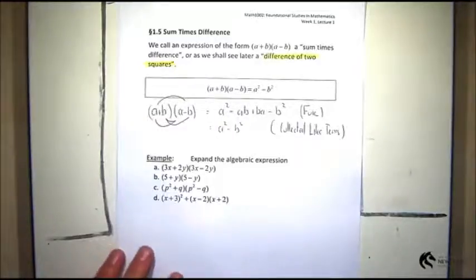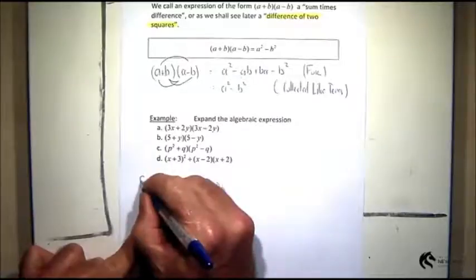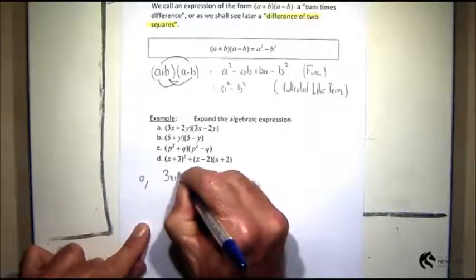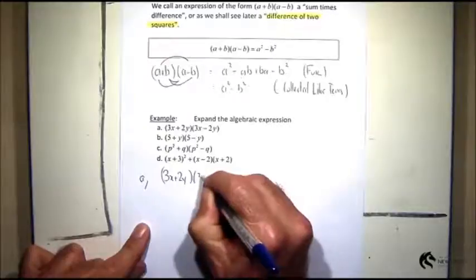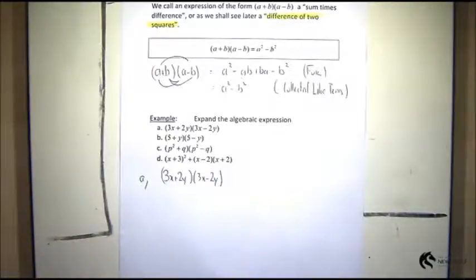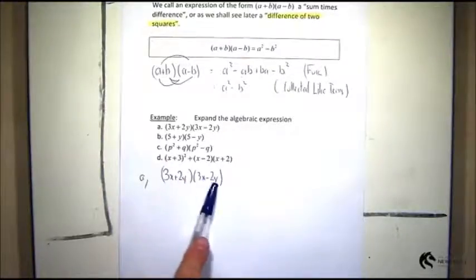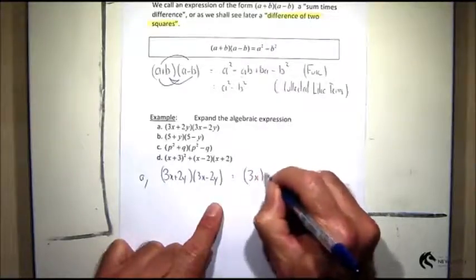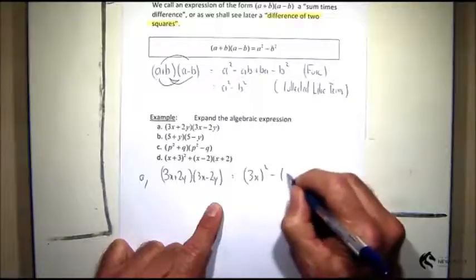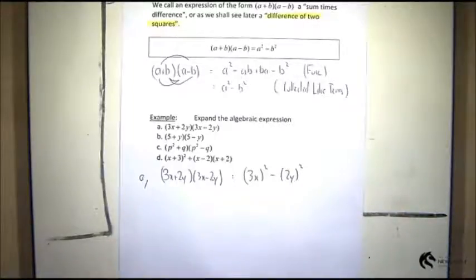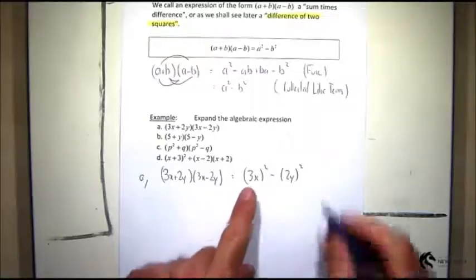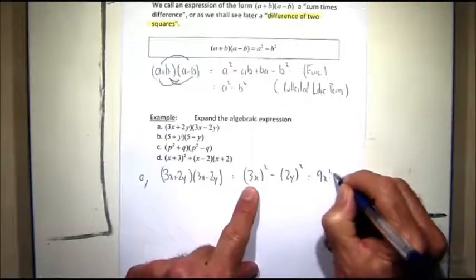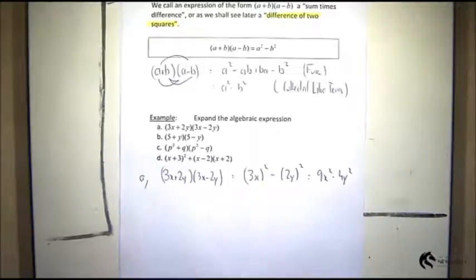So, as an example, let's do some. A: 3x plus 2y times 3x minus 2y. I would recognise that as a plus b and an a minus b. So the answer must be a squared, in this case 3x squared, minus b squared, in this case 2y squared. And so this comes out to be 9x squared minus 4y squared. And there is that expansion done.